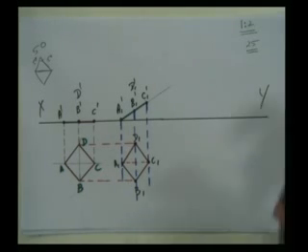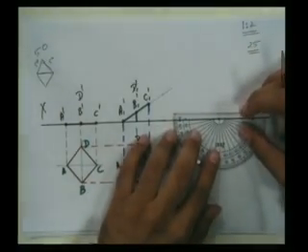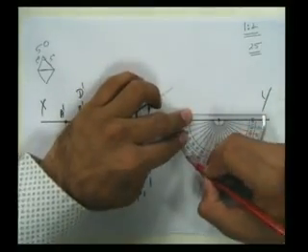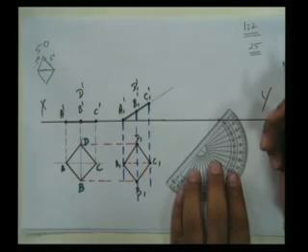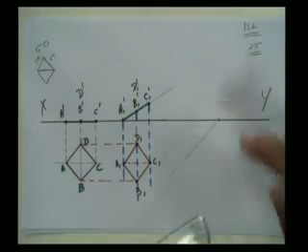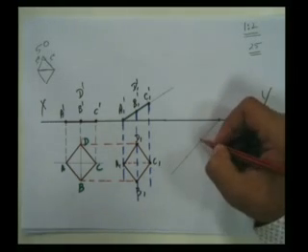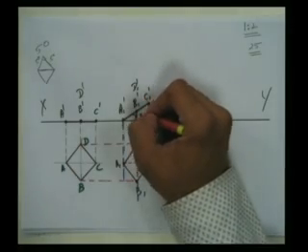Now if it is making an angle of 45 degrees with respect to HP, I'll take this point. Here we go. 45 degrees has to be marked. So 45 degrees comes here. So I'll draw a straight line. Now I'll just mark 30 degrees.